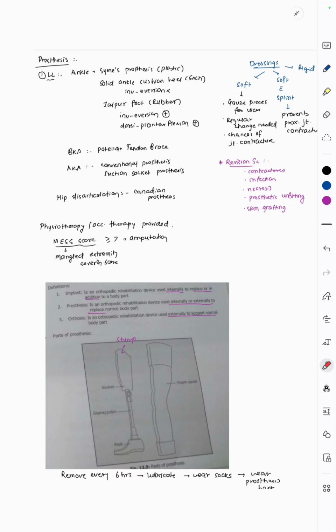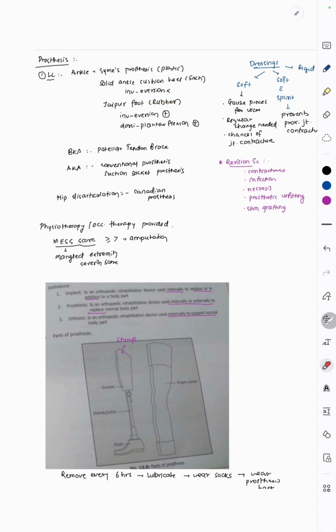After the amputation is done, there is going to be prosthesis. So prosthesis in the lower limbs, in the ankle there is a Syme's prosthesis, which is made up of plastic. Then SACH, that is solid ankle cushion heel, where inversion and eversion are not possible. Jaipur foot, which is made up of rubber, is best. It allows dorsiflexion, plantar flexion, as well as inversion and eversion.